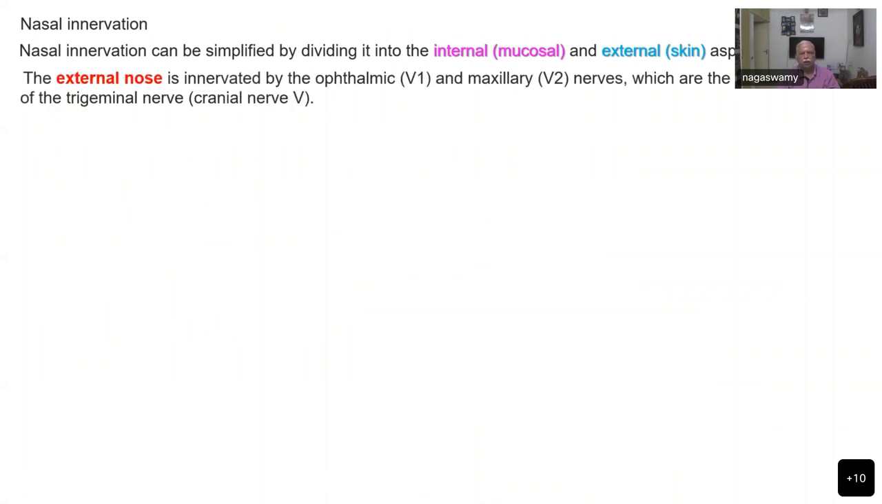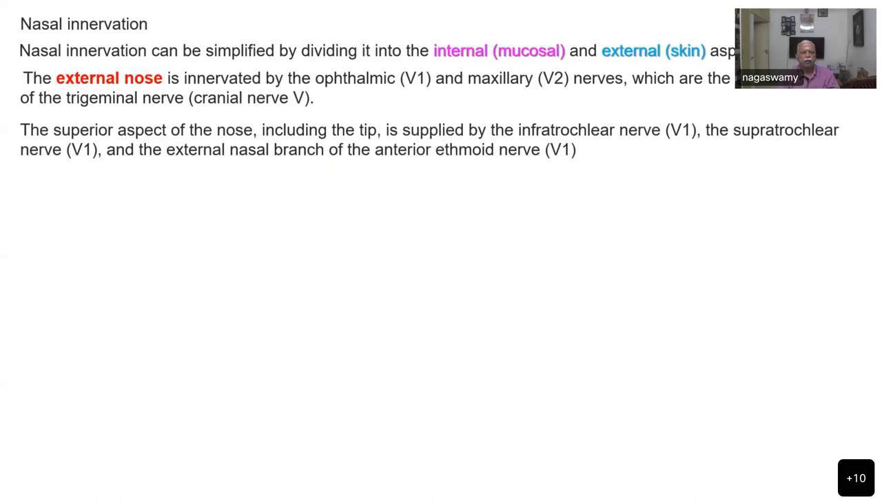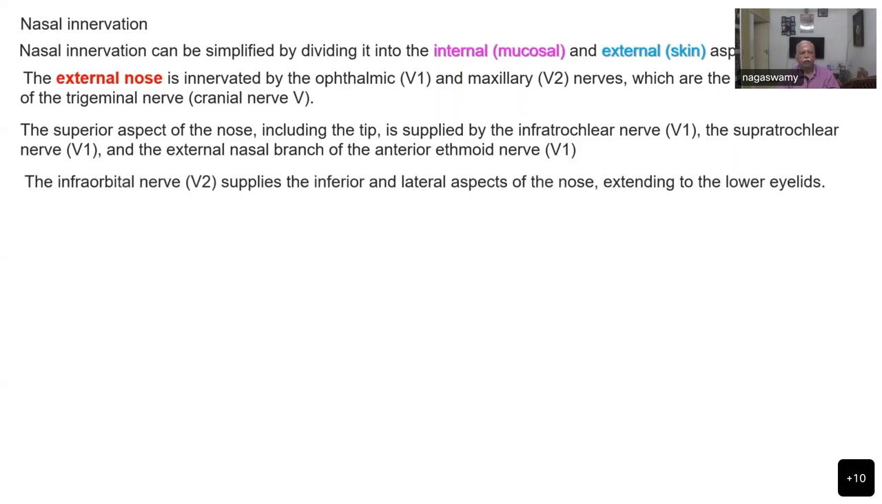So the external nose is innervated by the ophthalmic division and maxillary division, that is V1 and V2, the first two divisions of the fifth cranial nerve, the trigeminal nerve. The superior aspect of the nose, including the tip, is supplied by the infratrochlear nerve, the supratrochlear nerve, and the external nasal branch of the anterior ethmoid nerve. These are the three nerves which supply the external aspect of the nasal skin. The infraorbital nerve supplies the inferior and lateral aspects of the nose, extending even to the lower eyelids.